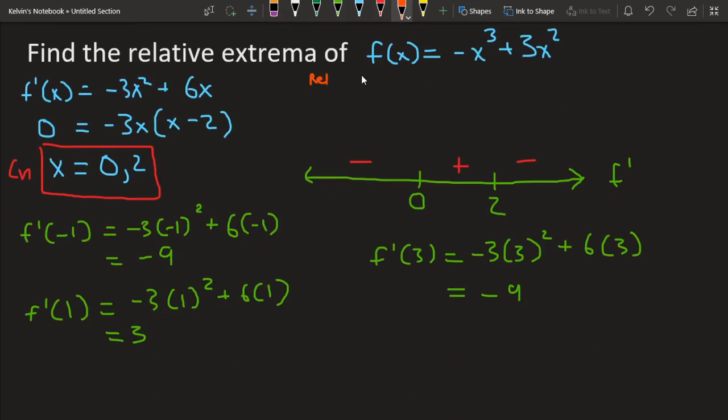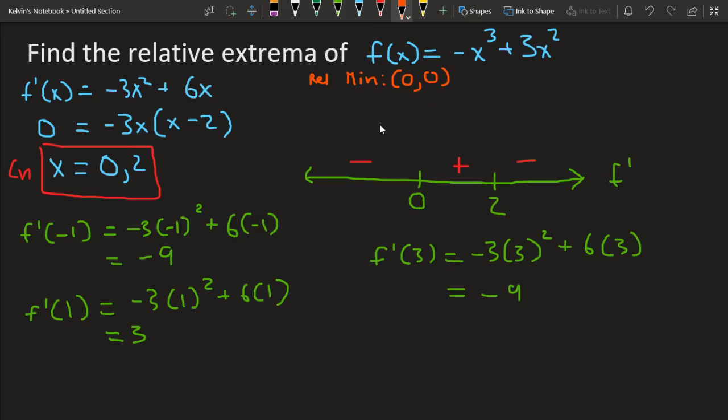Relative minimum at, and then don't forget, we have to actually use the point here. So we get 0, comma, and then we have to plug in to f of x. And in this case, f of 0 is just 0. So there's a relative minimum at point (0, 0).